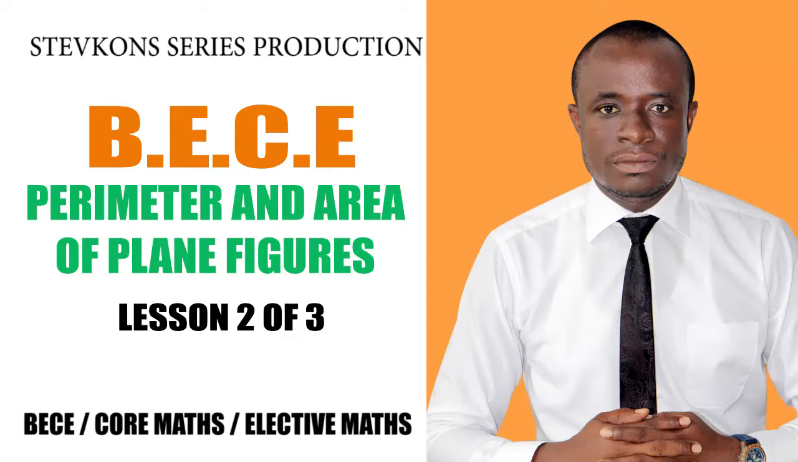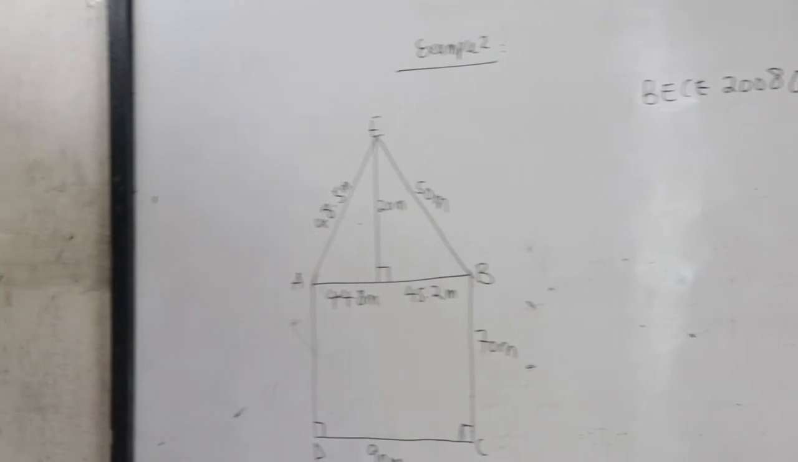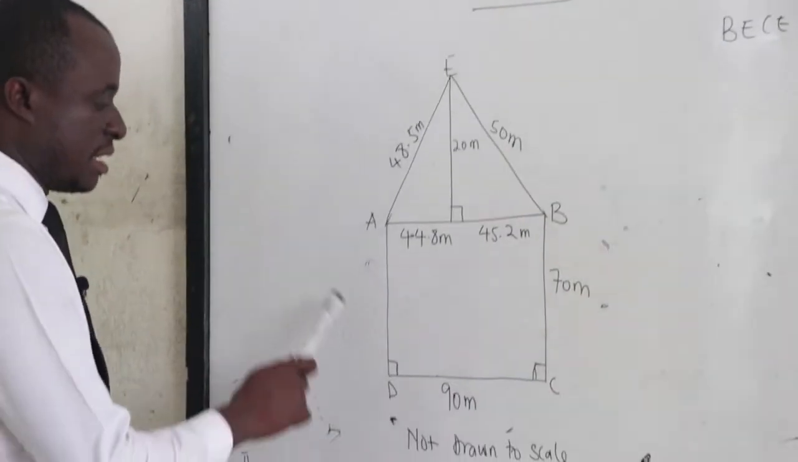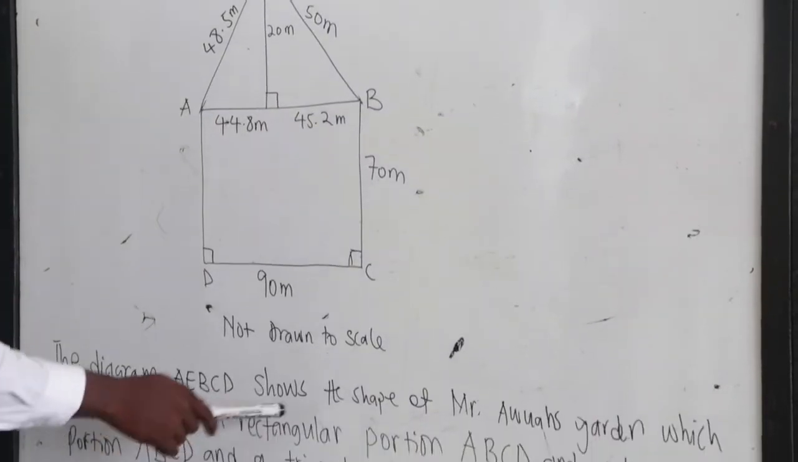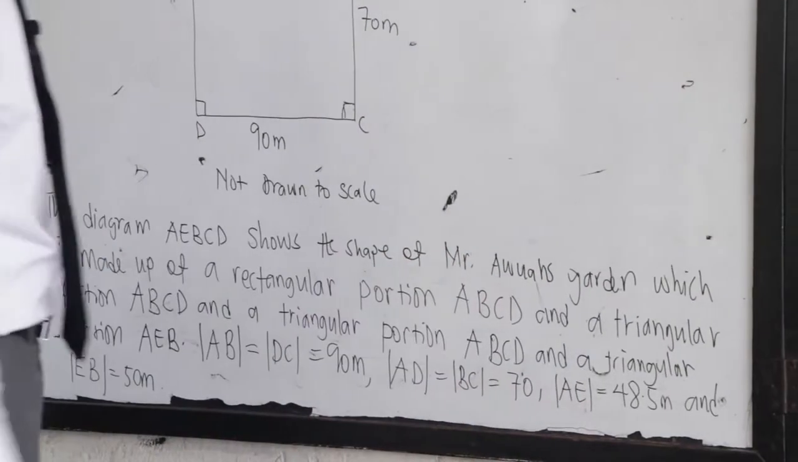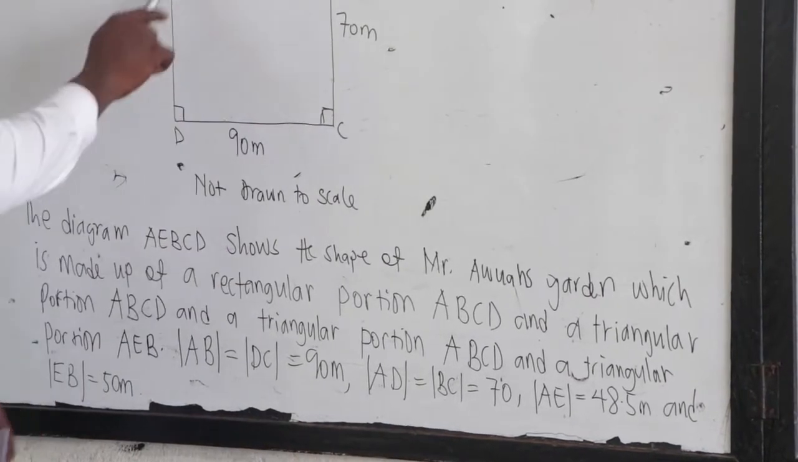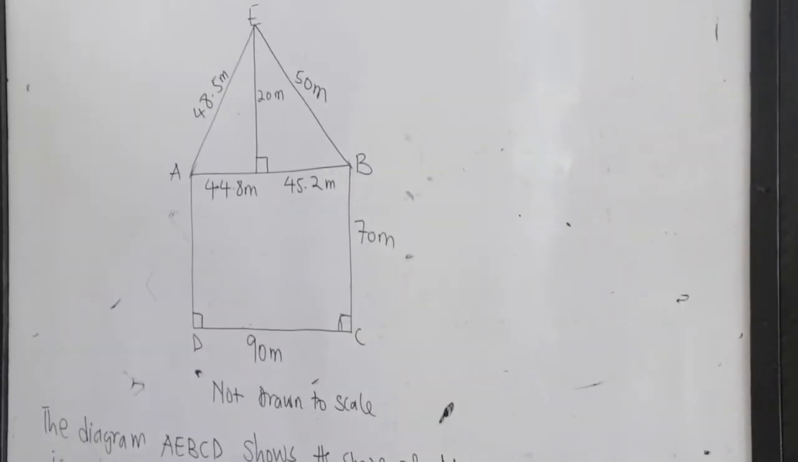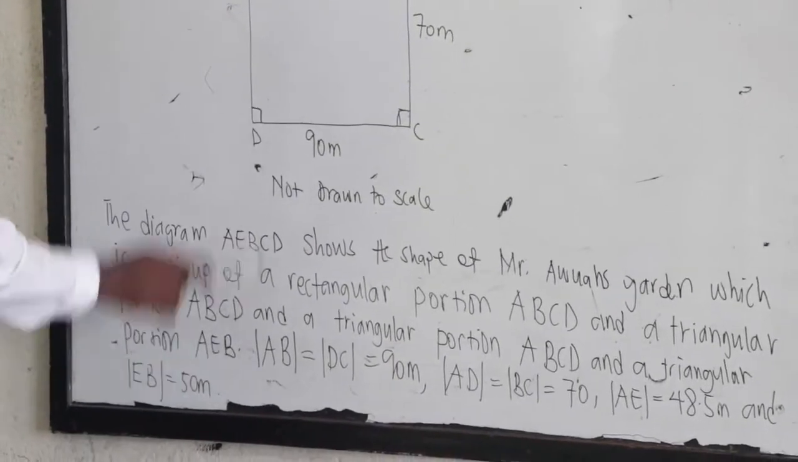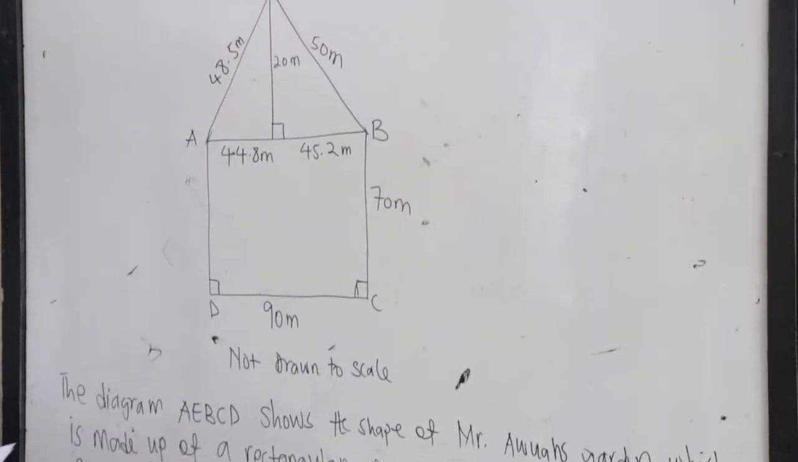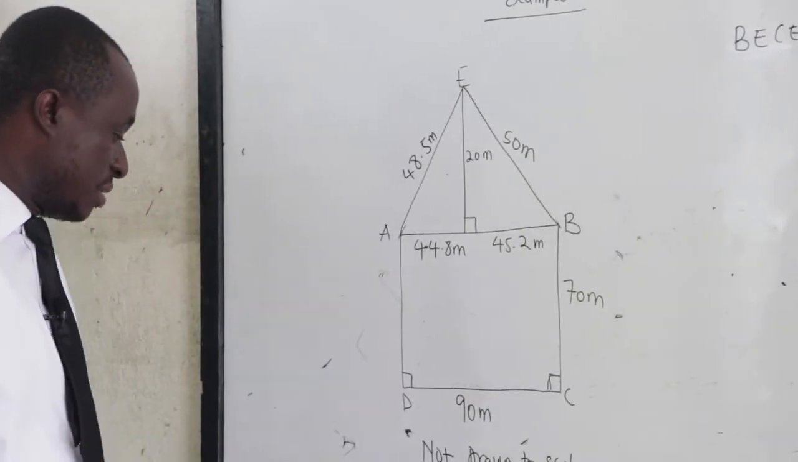Example 2, BEC 2008, question 2a. Now we are being told that the diagram AEBCD shows the shape of Mr. West's garden, which is made up of a rectangular portion, that is ABCD, and a triangular portion, AEB. So AEB is a triangle and ABCD is a rectangle.